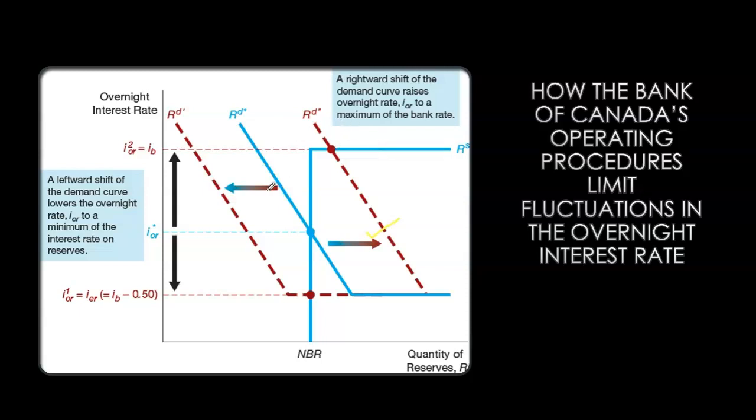Likewise, if we have a large unexpected decrease in the demand for reserves, causing our demand curve to shift to the left, now the intersection is happening on the horizontal section, or the perfectly elastic section, of our supply curve for reserves. And this limits the decline in our overnight rate to the deposit rate. So you can see that fluctuations in demand for reserves, because of the operating procedures in place, will limit the fluctuations in the overnight interest rate within this band. The overnight interest rate will never go outside of these two limits.